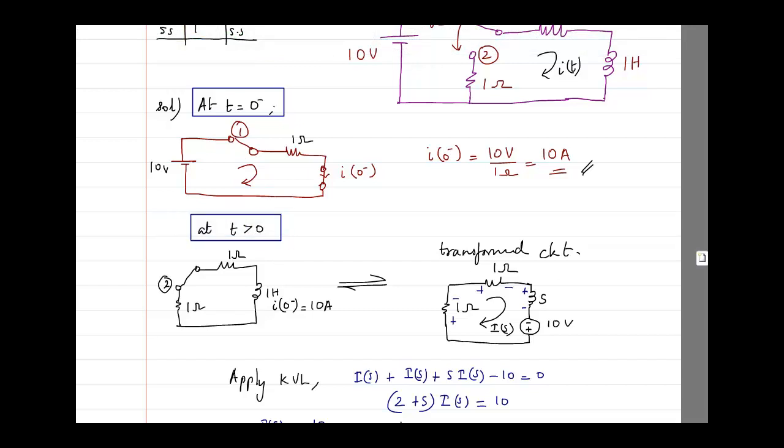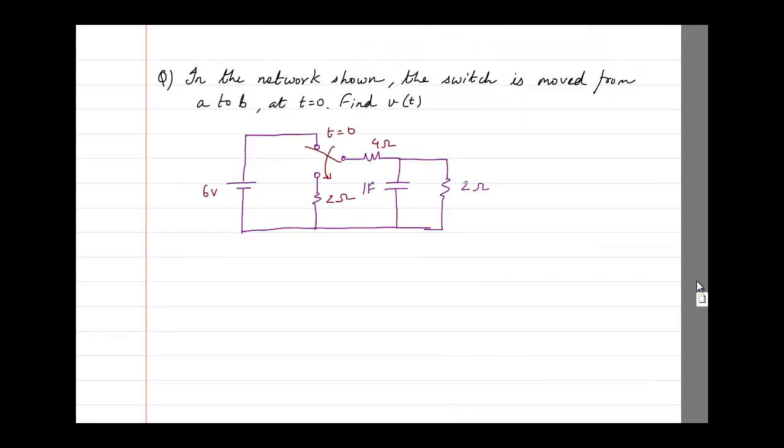Okay, so let's see another problem. Here instead of an inductor we are having a capacitor, and the question is, in the network shown the switch is moved from A to B at t equal to 0. So find V of t. V of t is basically the voltage across the 2 ohm resistor. This is what they have asked to find out. Okay, this is the question.